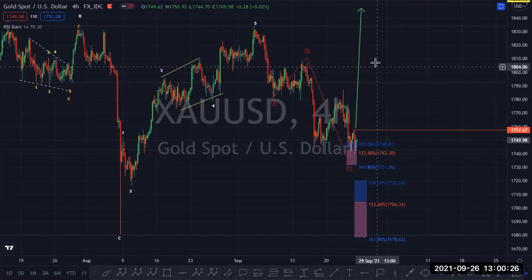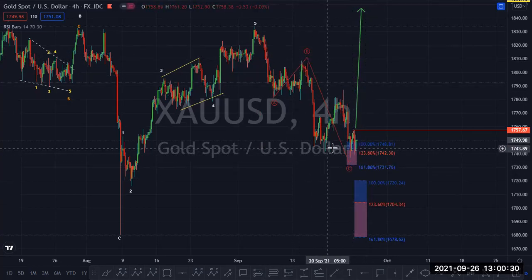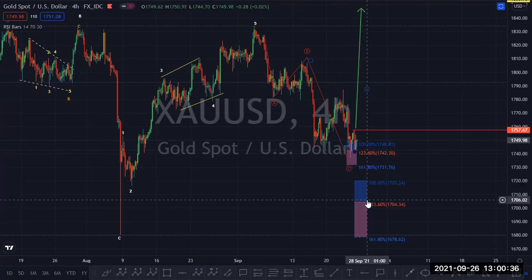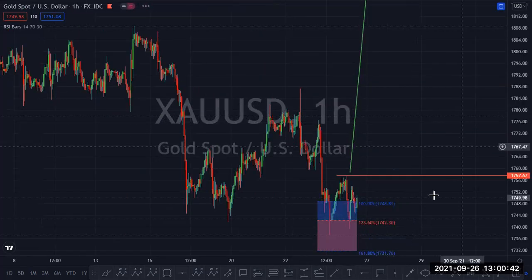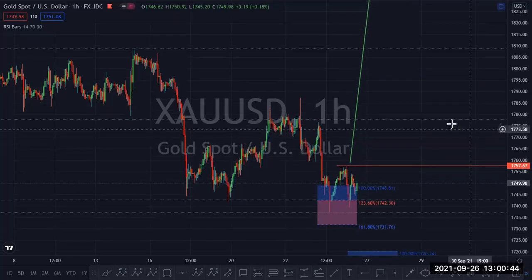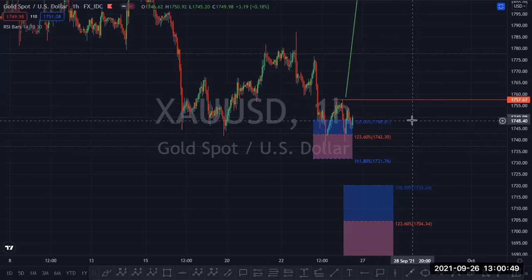One, the correction might have ended here. Secondly, it can still come to this level. So on that note, let us see 1 hour. On 1 hour, we have 2 levels for our buying position.